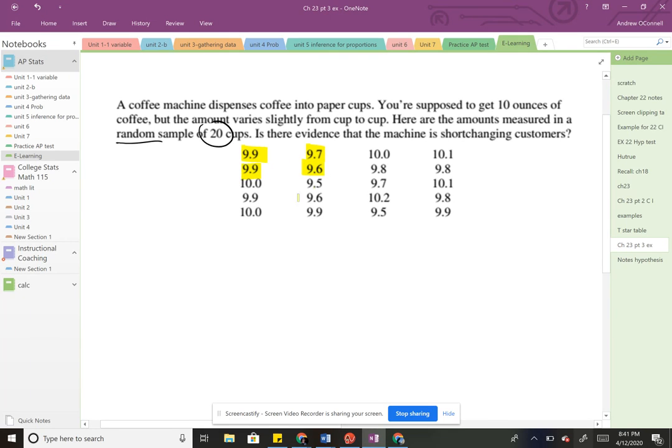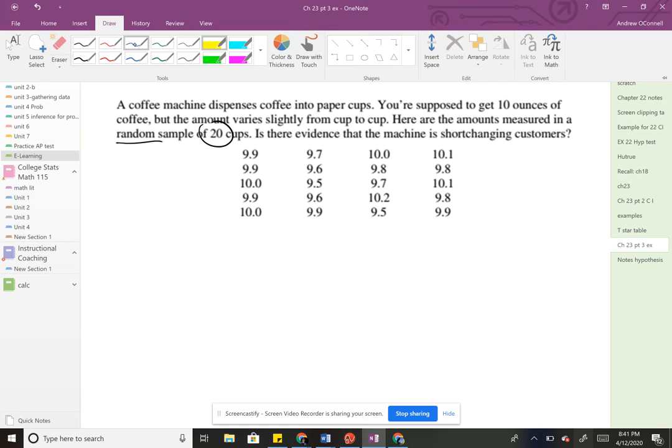Under, under, under. That is a lot of unders. So you might think, just predicting, that the mean might be less.